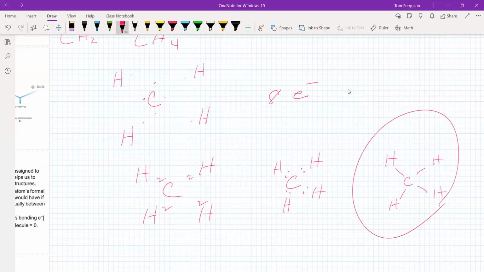So that's the Lewis structure for carbon. One of the problems with Lewis structures is they're 2-dimensional. Methane is not 2-dimensional. So later on in the century, they had to modify that.